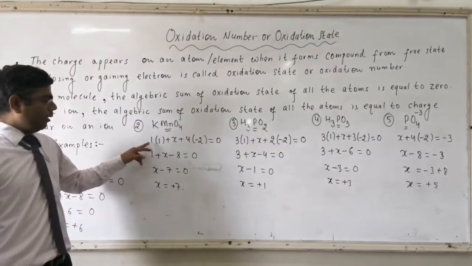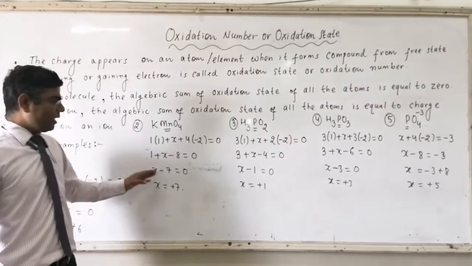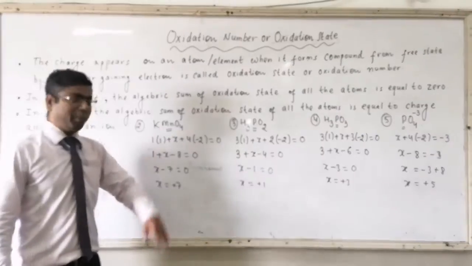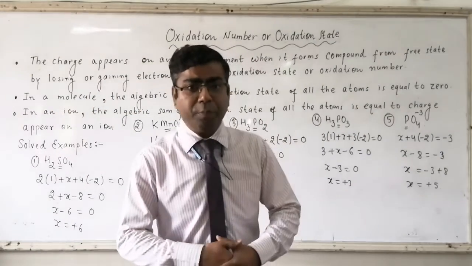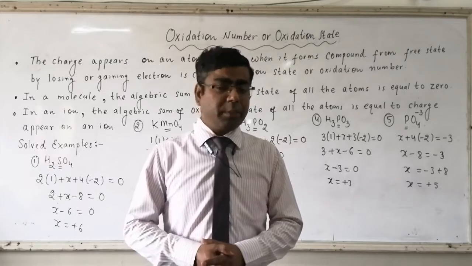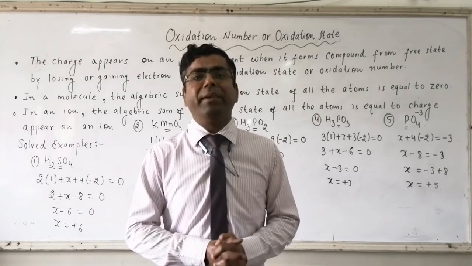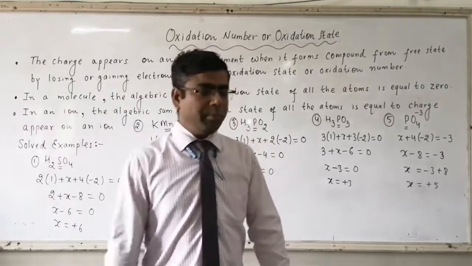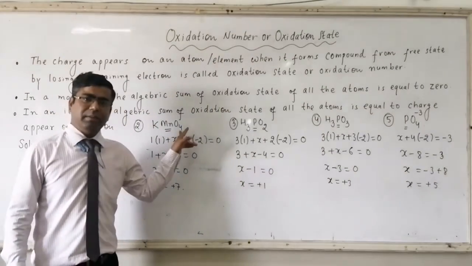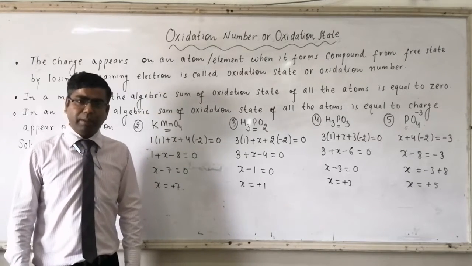Now solve it. 1 plus x minus 8 equals 0. Minus 8 plus 1 becomes minus 7. X minus 7 equals 0. So x will be equal to plus 7. So in KMnO4, manganese exhibits an oxidation state of plus 7. It means 7 electrons are moved away from manganese. And why are these electrons moved away? Because the oxygen atom is there. Oxygen is the element with second highest electronegativity in the periodic table.